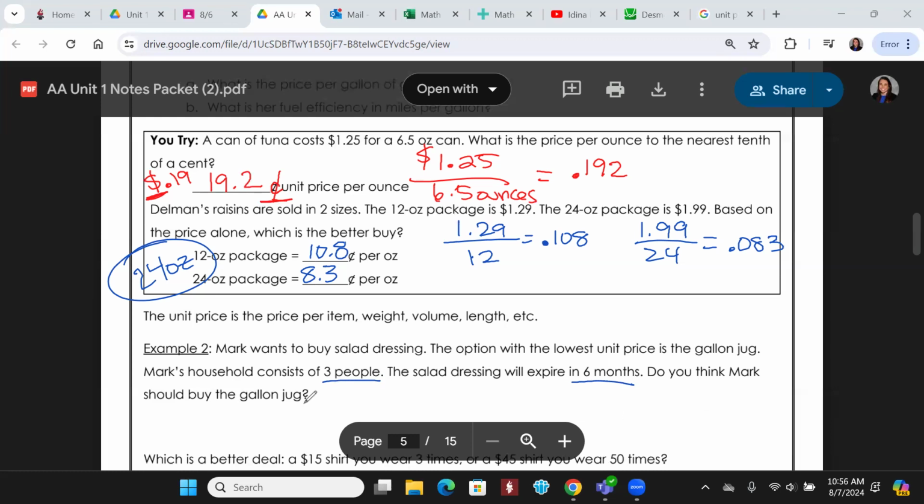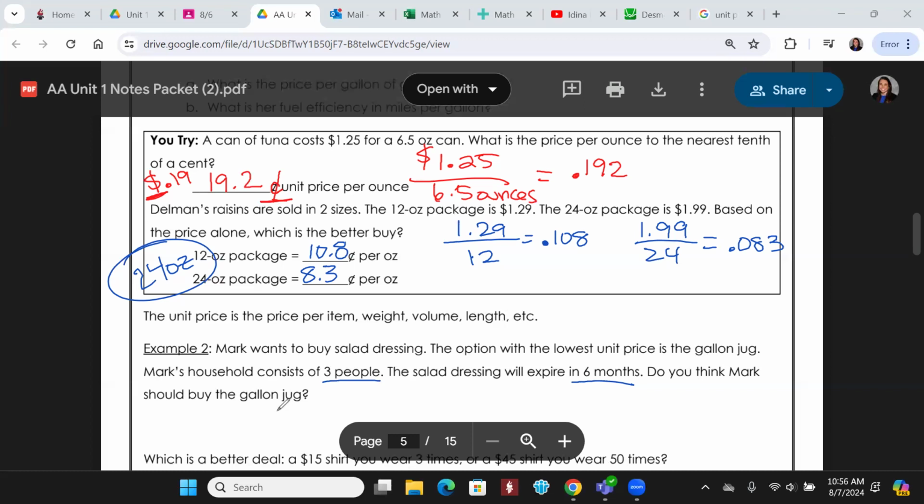You got 3 people in the house. Y'all know how big a gallon jug is, right? Like think of a gallon of milk. Are you going to use that much salad dressing in 6 months? I'm not. Probably not the best idea for him to buy the gallon jug.